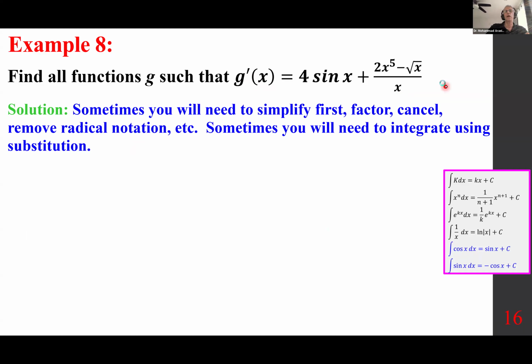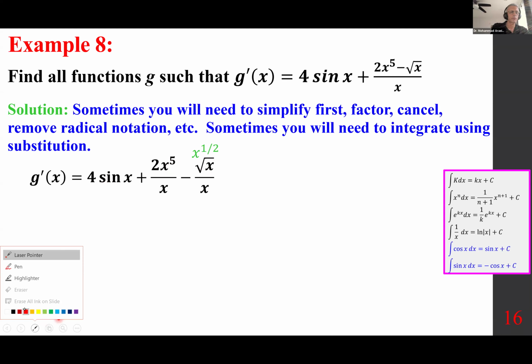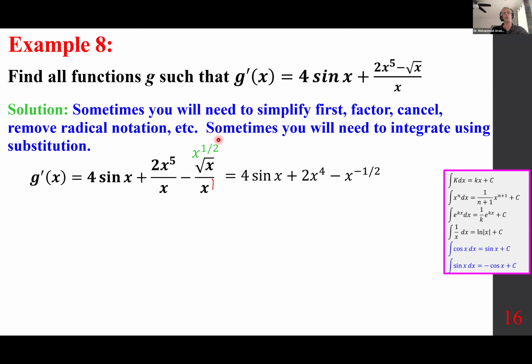So for example, right here, first we cut this into two fractions. So this is 4 sine x. This is 2x to the power of 4. This one we change to x to the power of 1/2. And according to the quotient rule, x to the power of 1/2 minus, remember this one, when we don't write the exponent, is 1. So minus x to the power of 1/2 minus 1, which makes it negative 1/2. Now it's ready to be integrated.